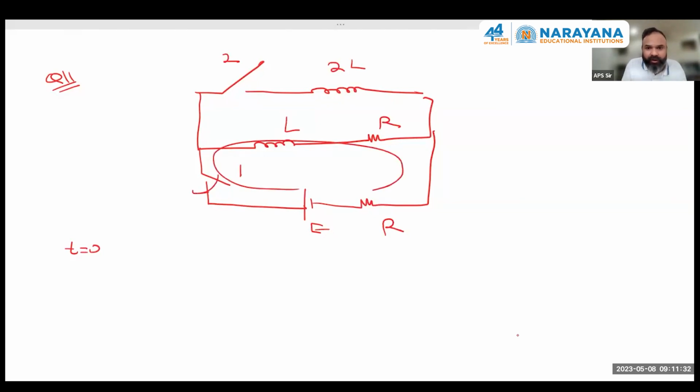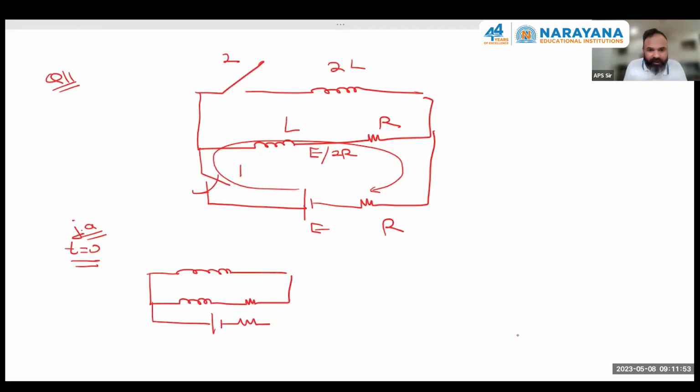So system was having a current of E by 2R because the inductor would act like a short-circuited wire. Now, as you close the switch at t is equal to 0, so just after t is equal to 0, what happens? What happens is I have got an inductor. I have got an inductor and a resistor here. And I have got a EMF and a resistance here.